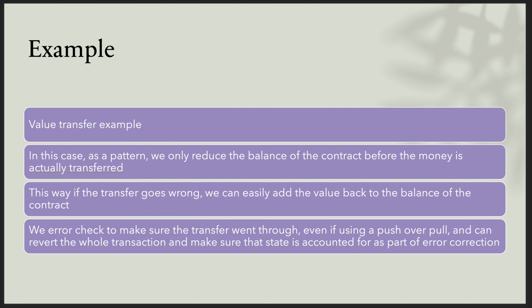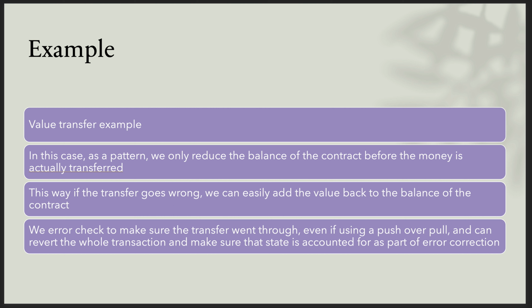So we're going to put this little side variable over here that we have the money. And then we're going to try to transfer it after that. This way, if the transfer goes wrong and we get an error, we can just put that money back in the bank. We've never moved it. We're not going to lose it. We just want to make sure that we can actually transfer it. And if the transfer goes wrong, we can easily add that value back to the balance of the contract.